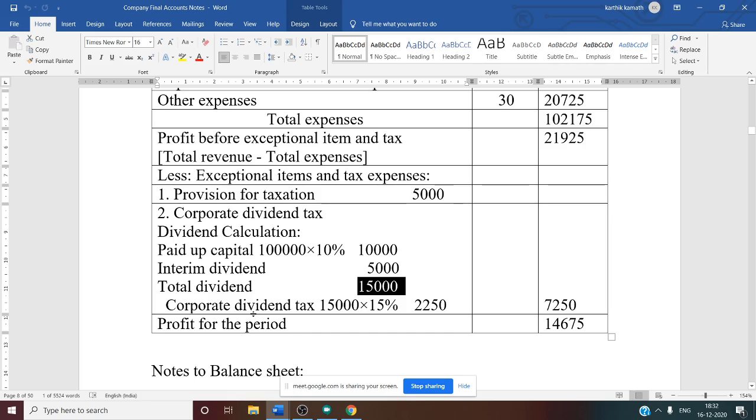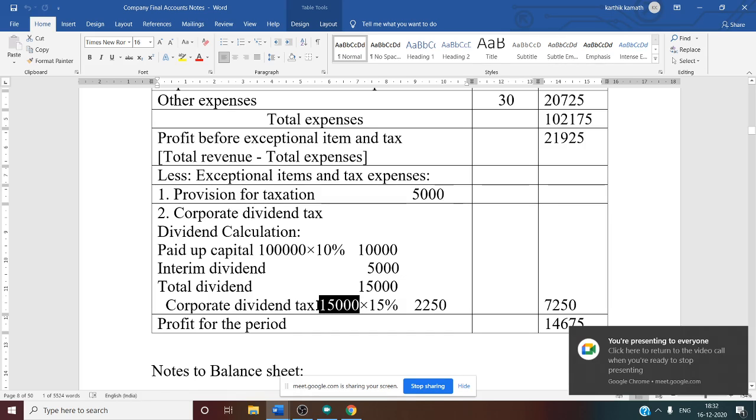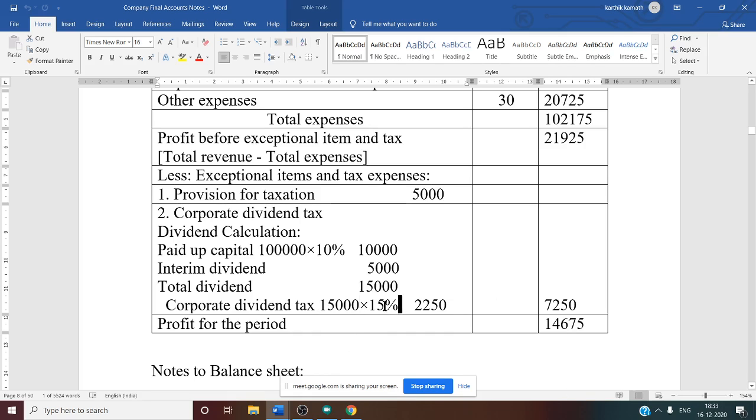So corporate dividend tax: that is 15,000 total dividend, that is on paid up capital plus interim dividend, into 15%. The dividend tax percentage is given in the adjustment. So the final answer, 15,000 into 15% is 2,250. Now we have two types of deduction: one is provision for taxation 5,000, then the dividend tax, 2,250. So the total deduction to be made is 5,000 plus 2,250, that is 7,250.